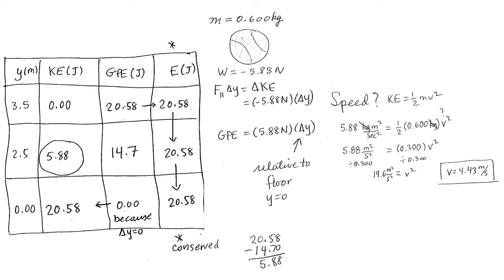So let me go up here. Calculator, and let's see, seconds, and then this, and then second, and then this. Okay, 4.43 is my down meters per second.